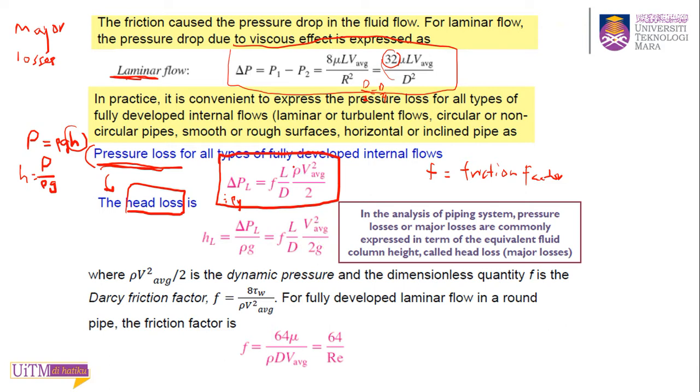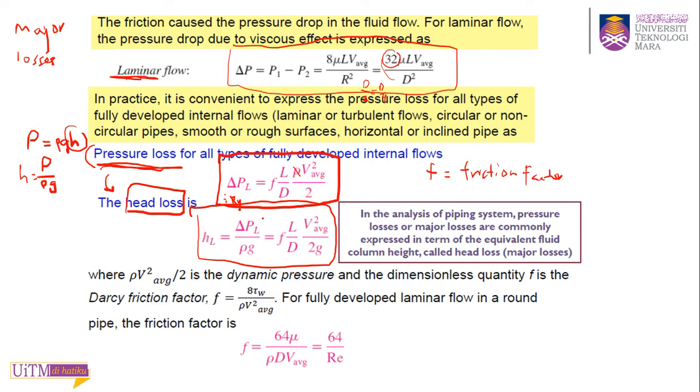So this rho will cancel out with the rho, and you have a g at your denominator. Okay, so that's why you get this equation. The head loss of your piping system will equal f, again the friction factor, times the length of the pipe divided by the diameter of the pipe, everything in standard units, in meters, times the velocity squared divided by 2 times the gravitational constant.